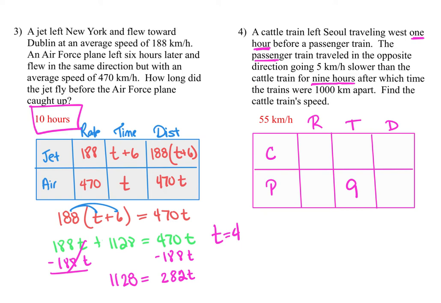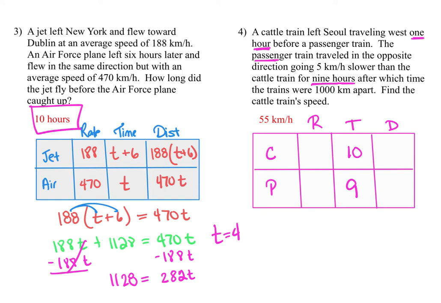10, right? So this is not one that we're going to set a variable. They actually told us both of these. The passenger train traveled 9 hours. And earlier they said the cattle train had been traveling for an hour already. All right? And so he traveled an hour longer. We know how long the passenger train traveled, so we just add 1. This is not a time where you would put a variable. We know both of those actual numbers. All right?